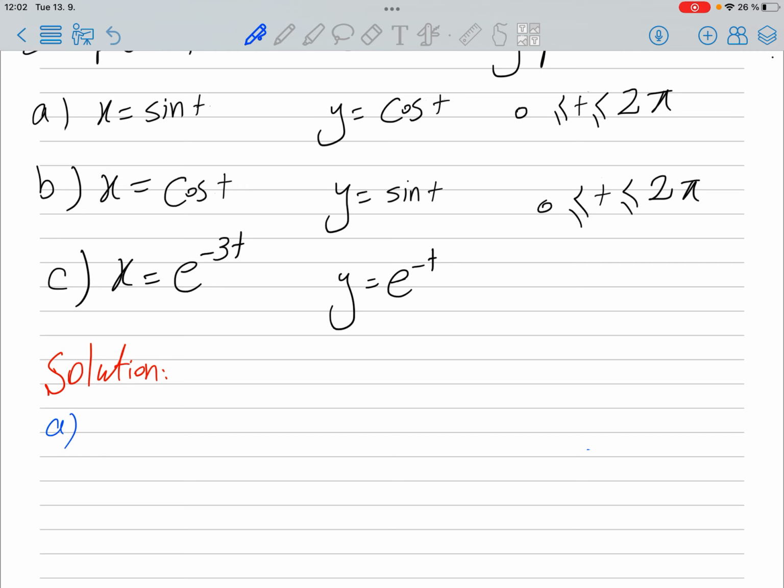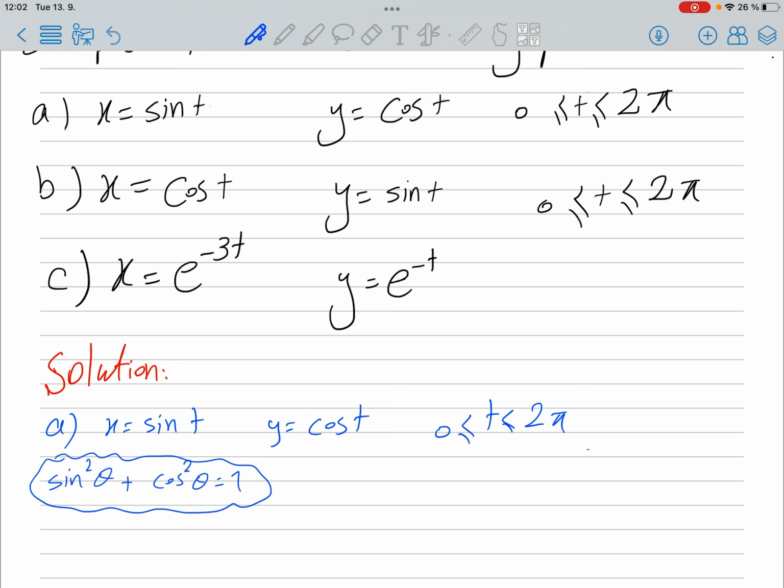The first one: x is equal to sine of t and y is equal to cosine of t, for t between 0 and 2 pi, right? So keep in mind always that sine squared theta plus cosine squared theta is equal to 1 when you want to tackle this kind of problem.